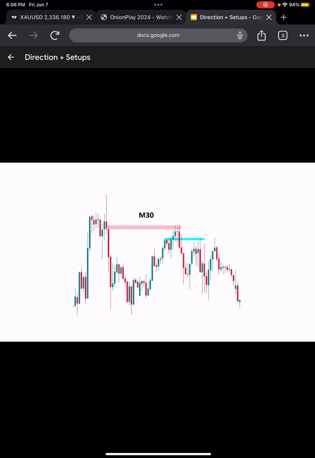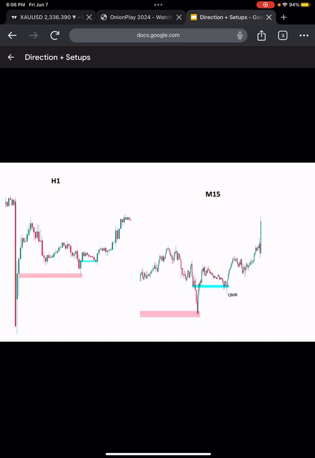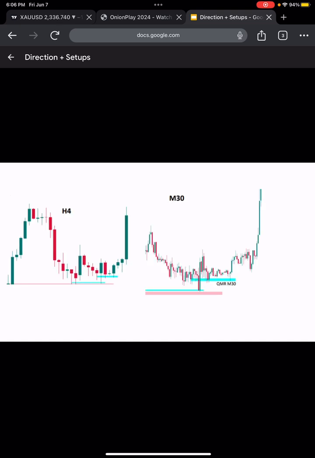Again, this one created the direction and the setup in the same time frame, so that may happen as well. So the head of the QMR is in line with the double Mariposa, so you can see that right there. H1, you have a double Mariposa for direction. M15, you have the QMR as your setup, right? H4, you have a double Mariposa. M30, you have the QMR or head and shoulders. Pretty similar pattern. This one, I believe, you can consider as both.